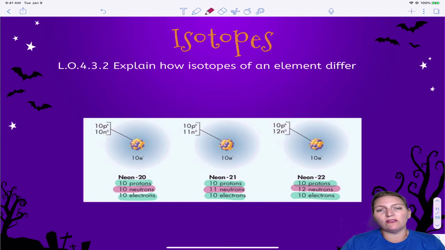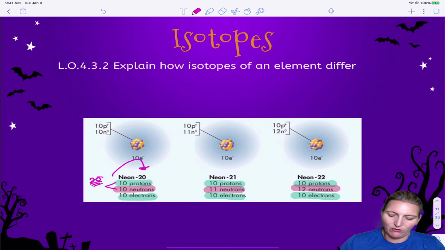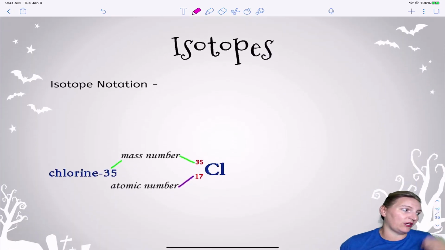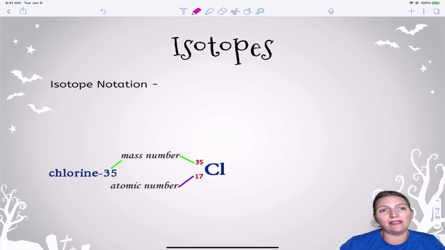And what that is going to have an effect on is the mass number of the different isotopes. Remember, the mass number is the number of protons plus neutrons. So this example of neon would have a mass number of 20, and this is how we're going to designate what particular isotope we're talking about. We have the element's name, dash, its mass number. That's called isotope notation, and isotope notation can just be a way to identify which isotope of an element you are referring to.